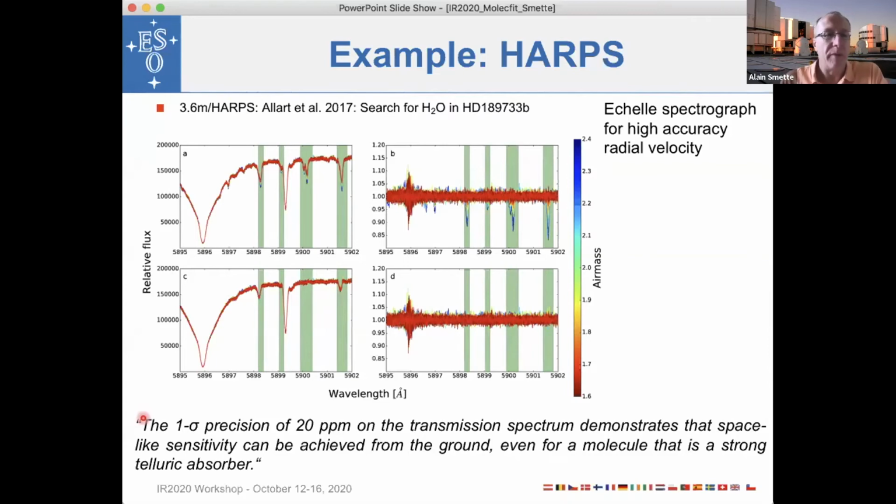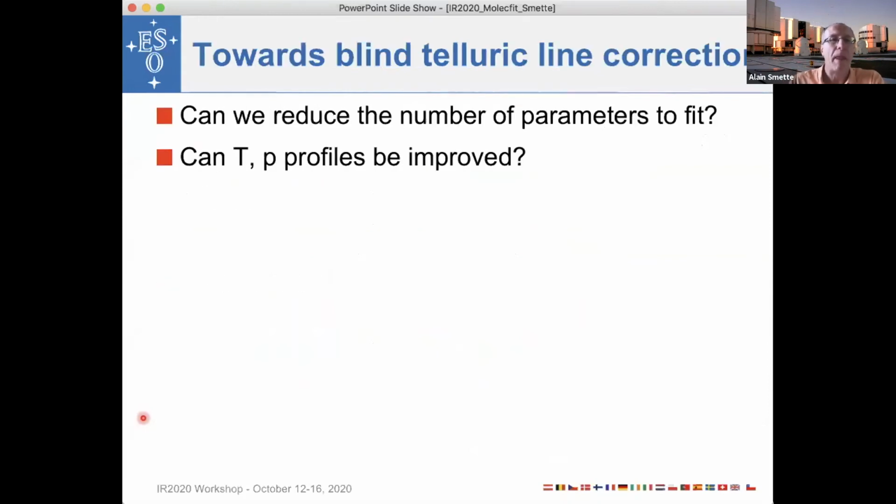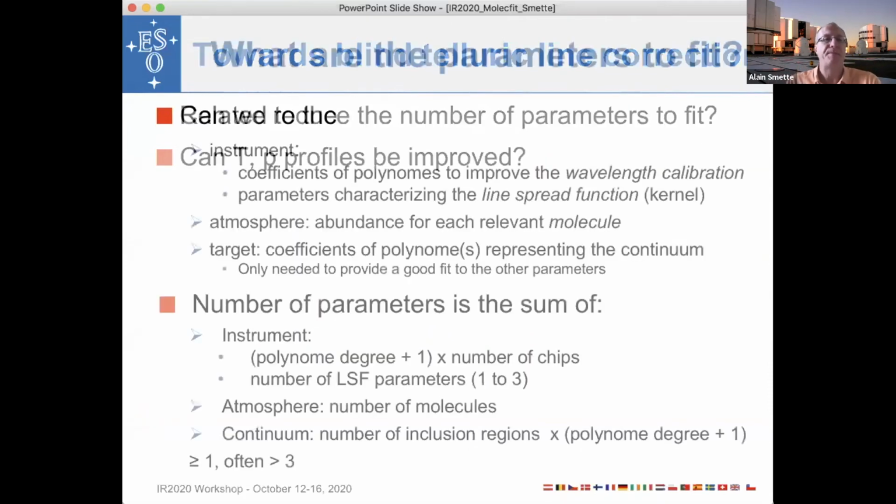So basically, we have the VLT, or the 3.6 meter, flying above the atmosphere. So can we go further? I mean, we're making a lot of fits. Can we try to make a bold step towards blind Telluric line corrections? So can we reduce the number of parameters to fit, and can we improve the profiles for temperature and pressure?